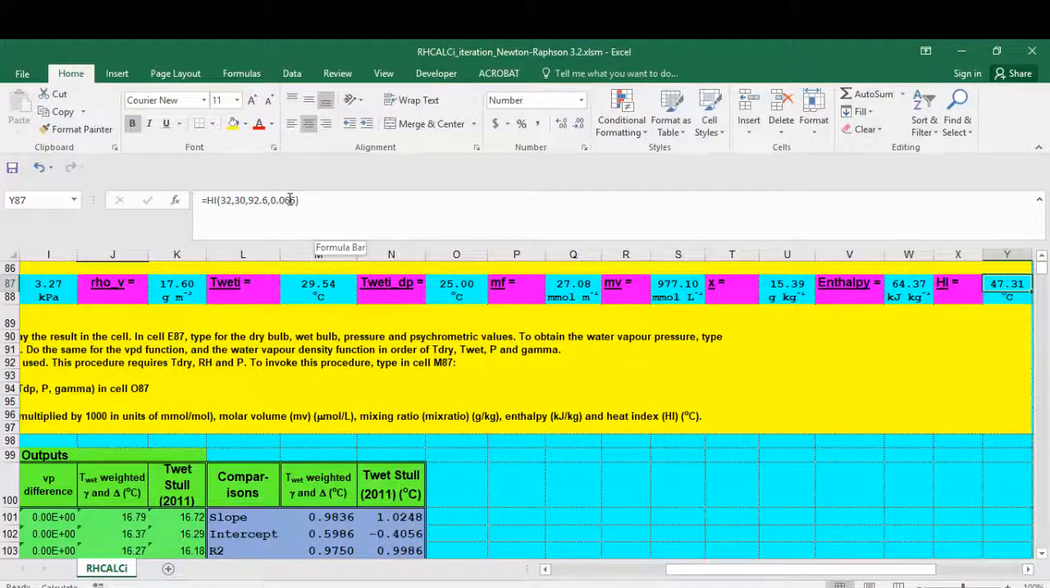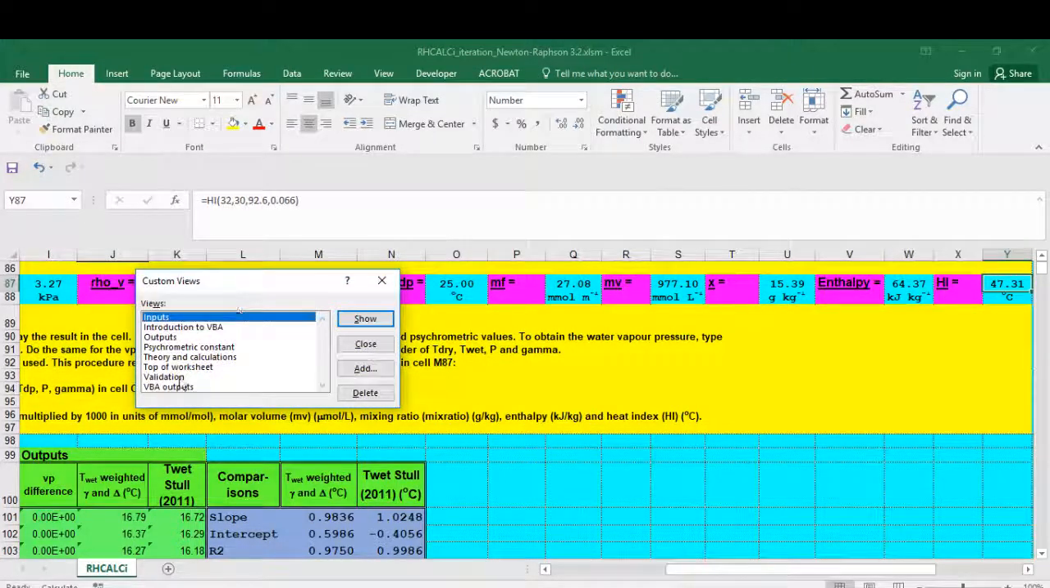And then the heat index, because that operates on dry bulb and relative humidity, we have to type a relative humidity value here, 30%. We get a heat index. There's more detail on the heat index in the RHCALC video. Alt VV. I want to finish off with validation.